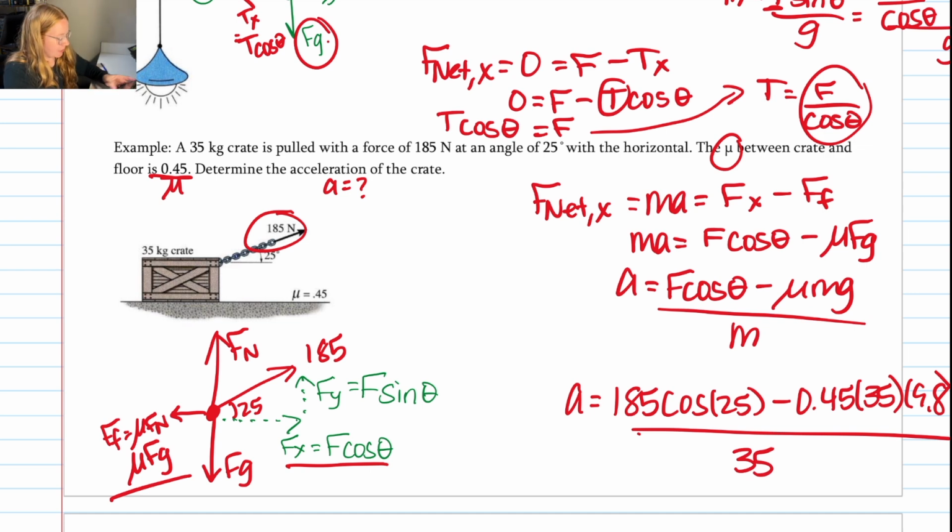Okay, so let me type that in. 185 cosine 25 minus 0.45 times 35 times 9.8 divided by 35. And then we do get the acceleration is 0.38 meters per second squared.